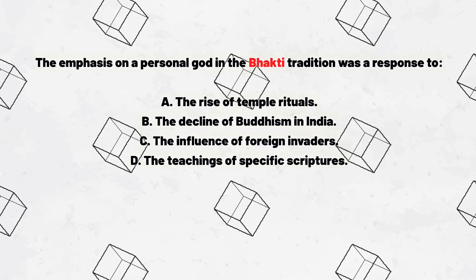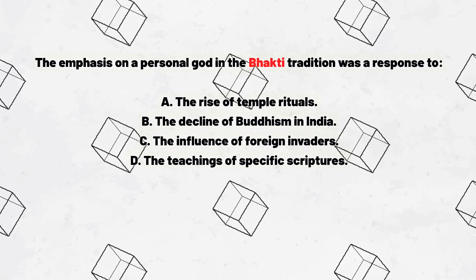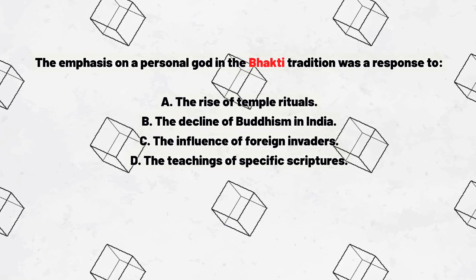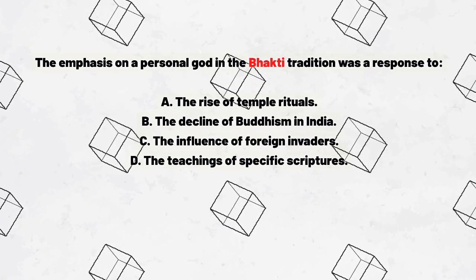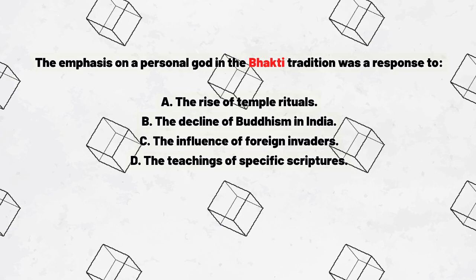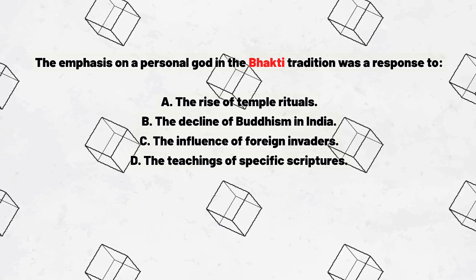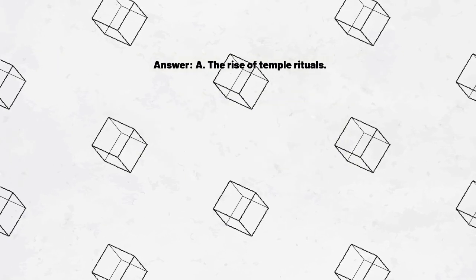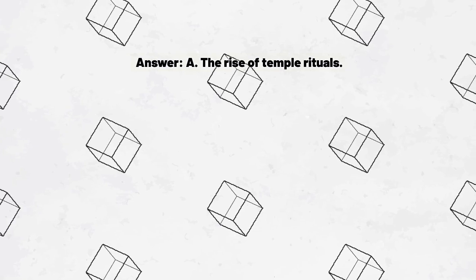The emphasis on a personal god in the Bhakti tradition was a response to: A. The rise of temple rituals, B. The decline of Buddhism in India, C. The influence of foreign invaders, D. The teachings of specific scriptures. Answer: A. The rise of temple rituals.